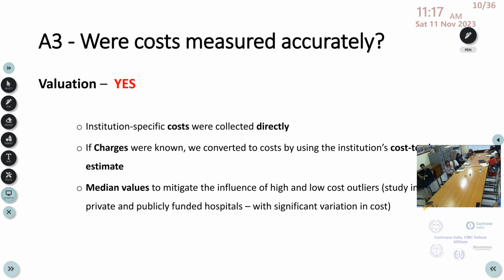So how are the costs collected? Are they assumed? In this study, it was a prospectively done study. So actually the costs were collected directly from the hospitals. In places where it was not collected directly, they got the charges. It is not always that the hospital charge for a test is what the patient pays. So there is something called a cost to charge estimate, which the institution will provide. And so patient costs were not collected directly. They did a cost to charge estimate and got the final cost. And finally, they've taken median values to assess cost.